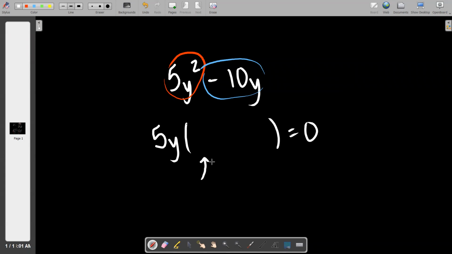Now, what goes there? Just a y, because you have to always check and say, will that multiplication problem equal the original? Yep. And then what goes in this second spot? 2. So I ask you again, what makes this that I'm circling now in red, what makes that equal 0? 0. It's the only thing.